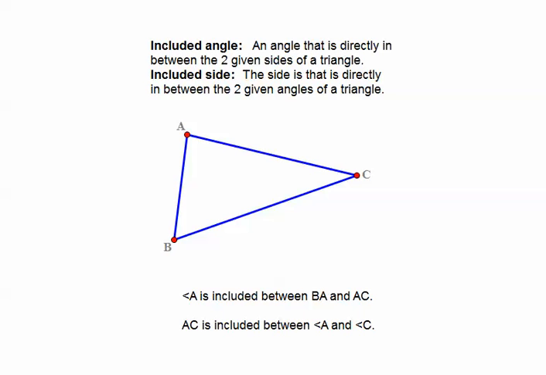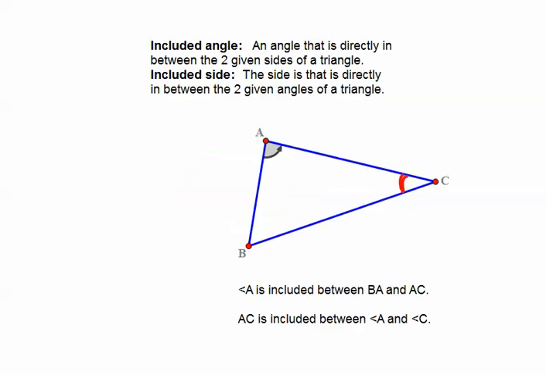So looking at an example, angle A is included between BA and AC. So I've changed the color so that you can focus on BA and AC. Notice the angle that is directly in between those. That's angle A. So we would say that angle A is included between BA and AC.